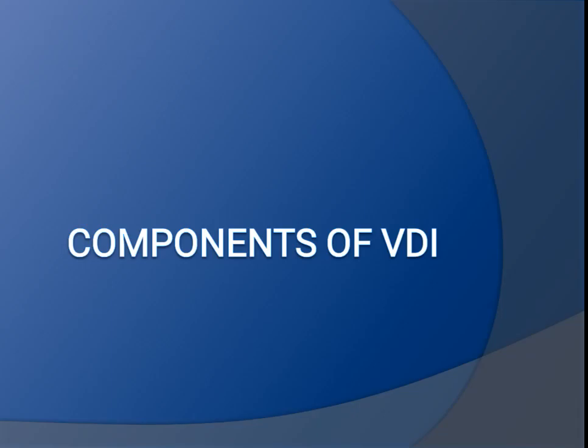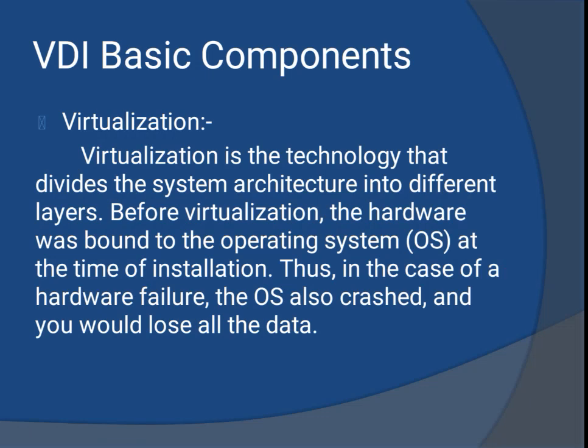Components of VDI. Virtualization. Virtualization is the technology that divides the system architecture into different layers. Before virtualization, the hardware was bound to the operating system at the time of installation. Thus, in case of hardware failure, the OS also crashed and you would lose all the data.